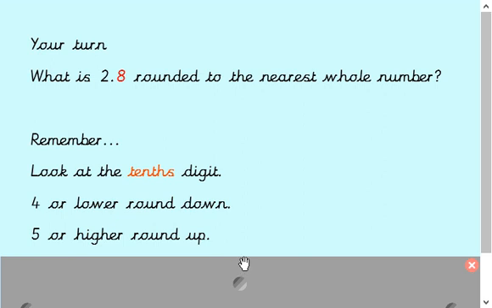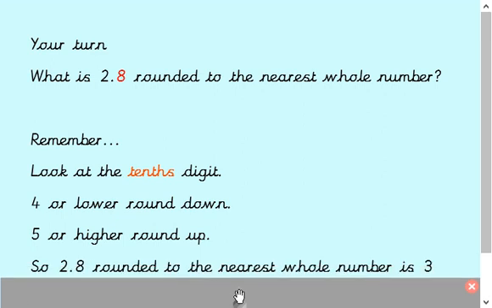So, 2.8. If we're looking at the tenths digit, we have 8 in that column. We need to round that up then. 2.8 rounded up would make 3. 3 would be the nearest whole number.